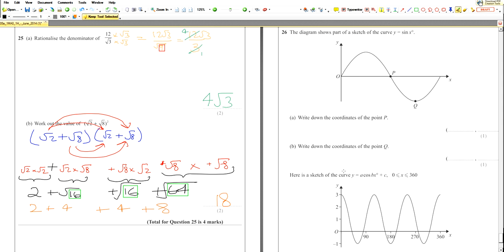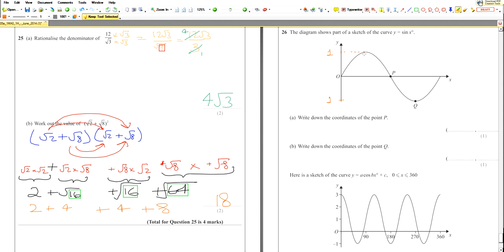The diagram shows part of a sketch of the curve y equals sin x. Write down the coordinates of point P. Now we should know that the amplitude of a sine curve is 1. When I said amplitude earlier, I meant the peak: the highest point is 1 and the lowest point is minus 1. Please pardon me for that small error in language. So the maximum value is 1 and the minimum value is minus 1.